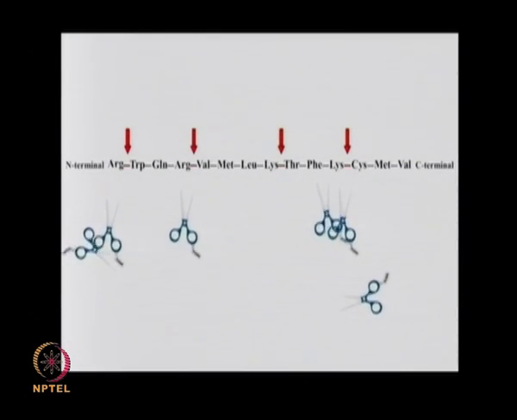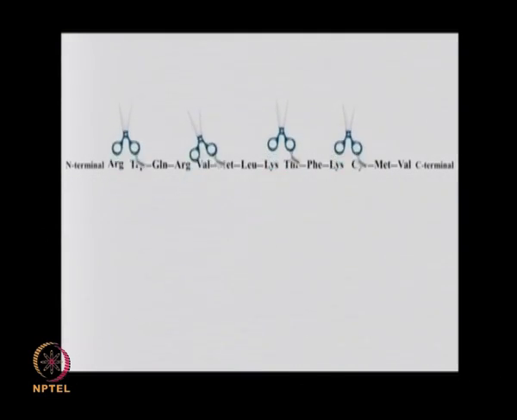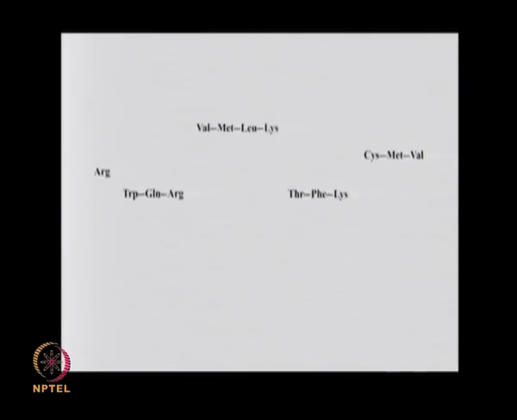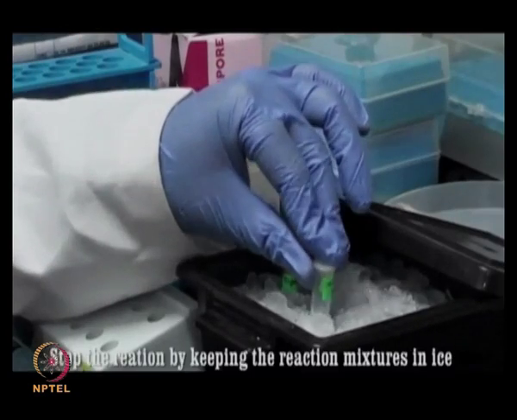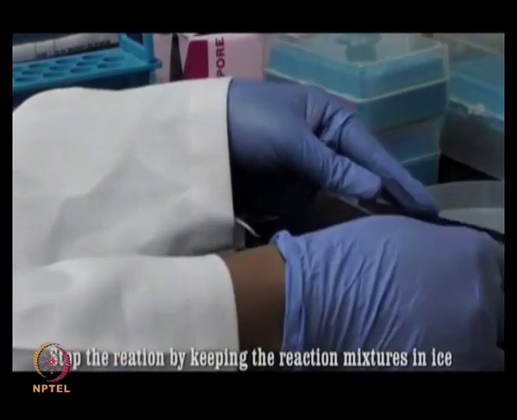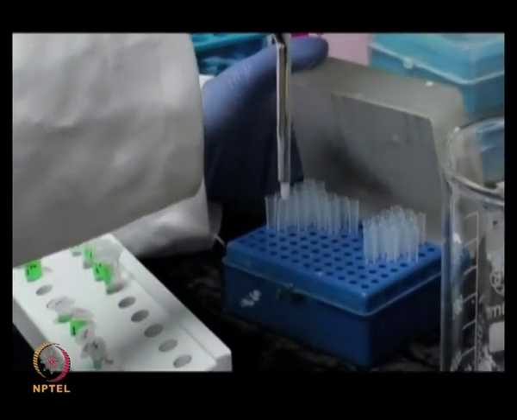for proper proteolytic cleavage. So, prior to MS identification, proteins are digested to generate peptides. There are several proteolytic enzymes available. Chymotrypsin, trypsin, pepsin are some of the enzymes commonly used for proteolysis. After the overnight step, you have to stop the reaction by keeping the reaction mixture in ice.